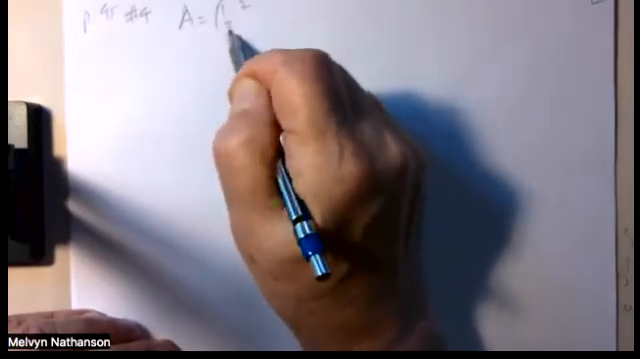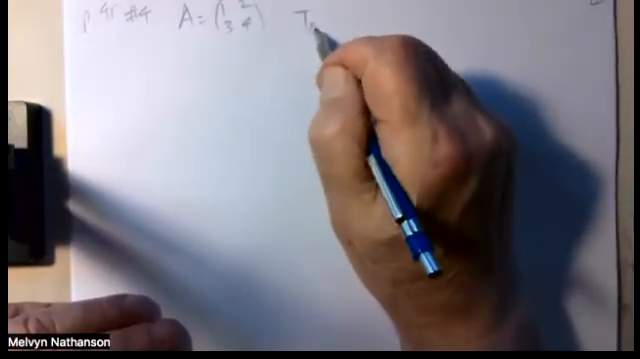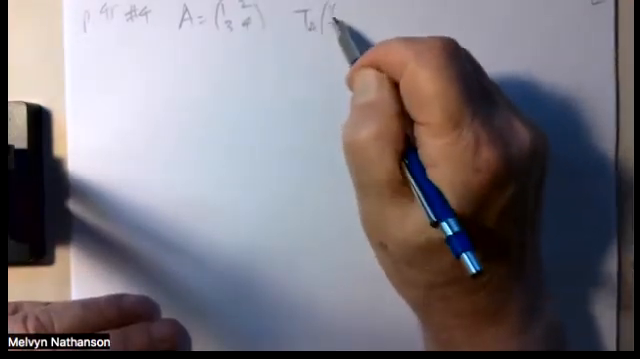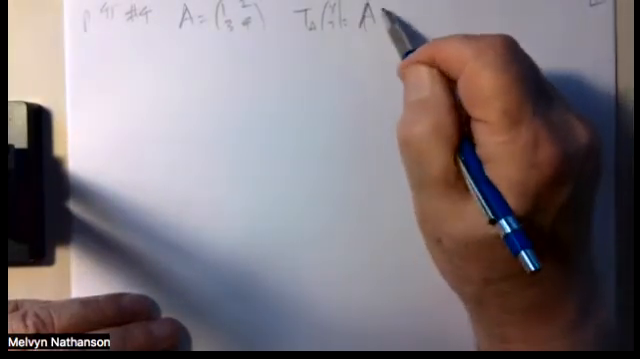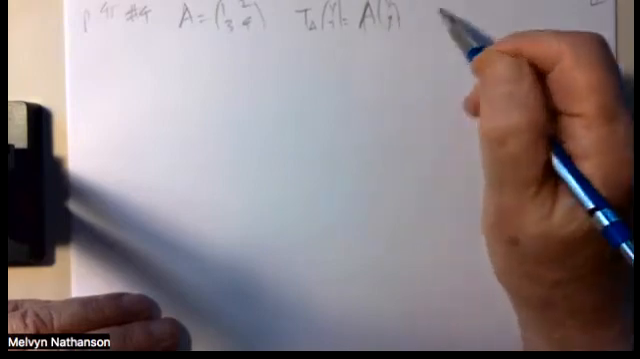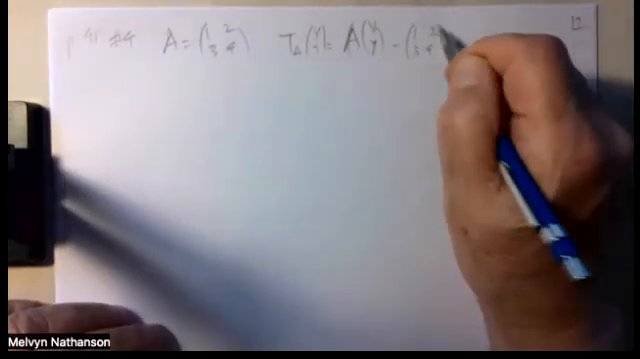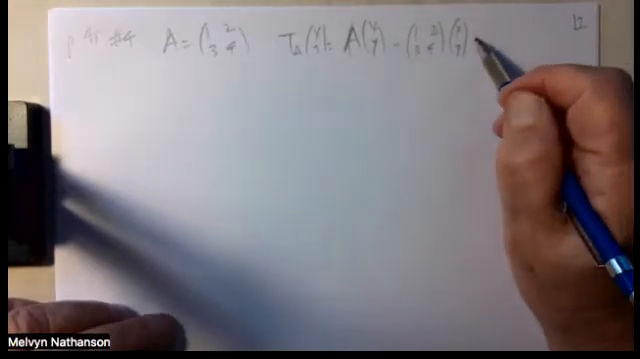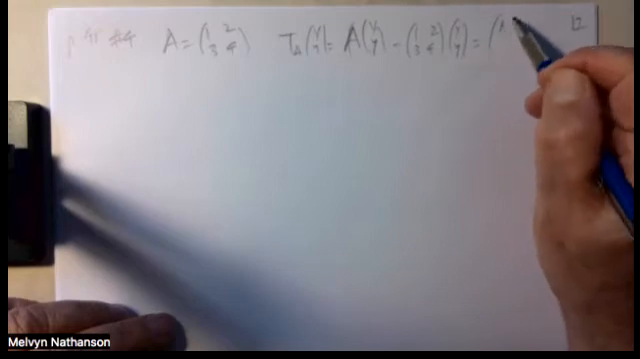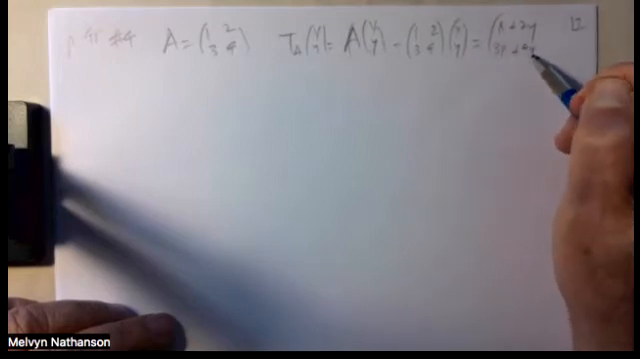We have a matrix, 1, 2, 3, 4. And the linear map T sub A of x, y is defined by what you get when you multiply the matrix A times x, y. 1, 2, 3, 4 times x, y. When you do matrix multiplication, you get x plus 2y, 3x plus 4y.